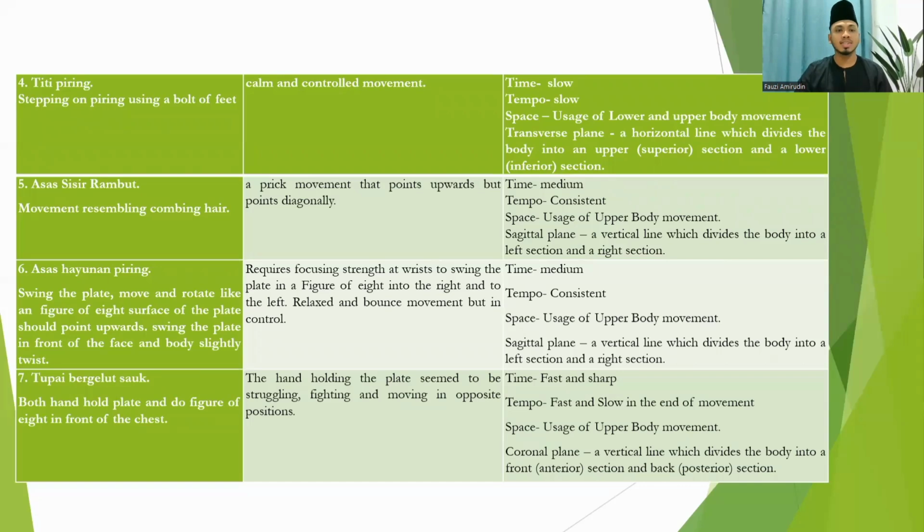6. Asas hayunan piring, swing the plate, move and rotate like a figure of 8. The surface of the plate should point upwards. Swing the plate in front of the face and the body slightly twists.